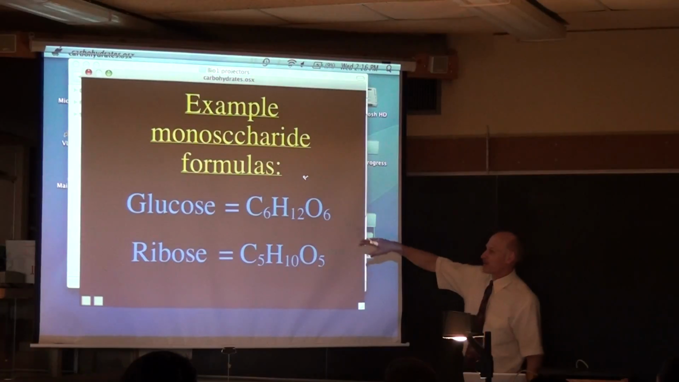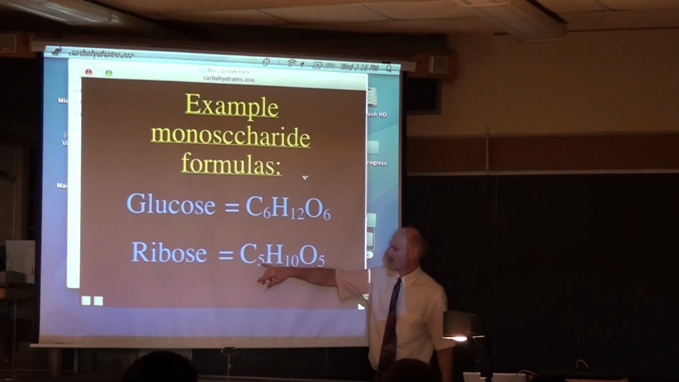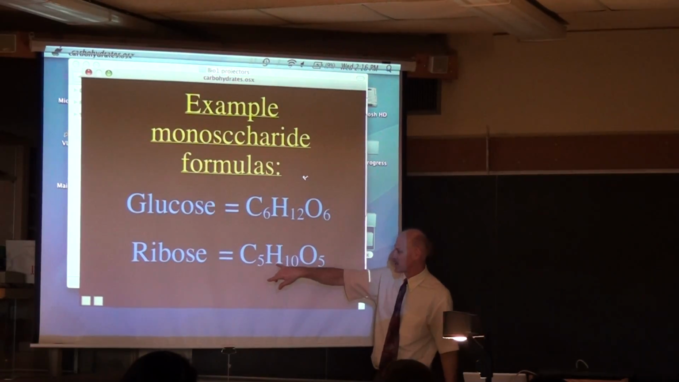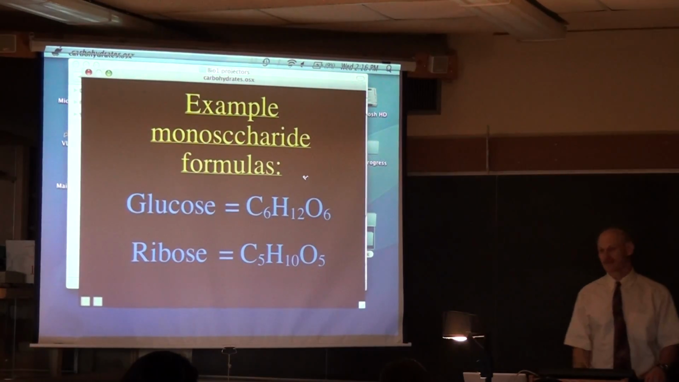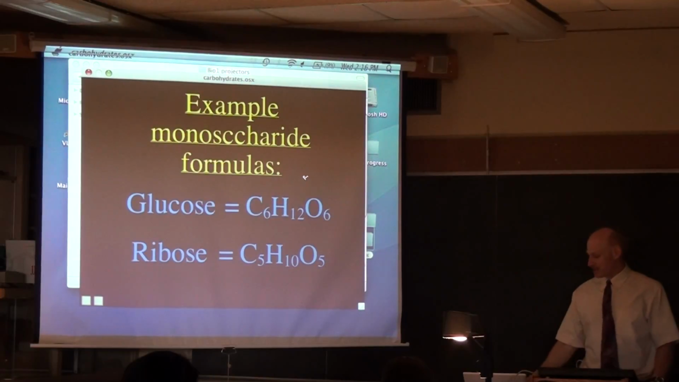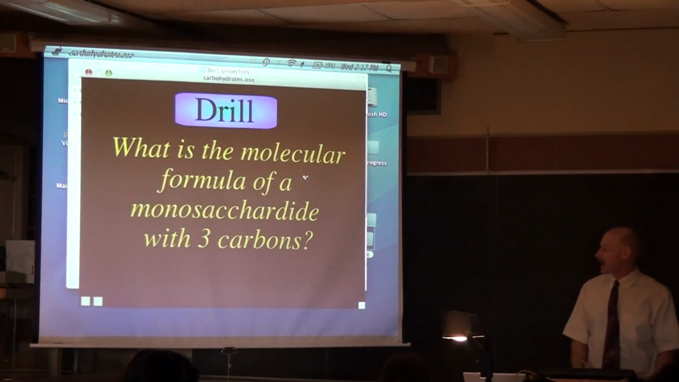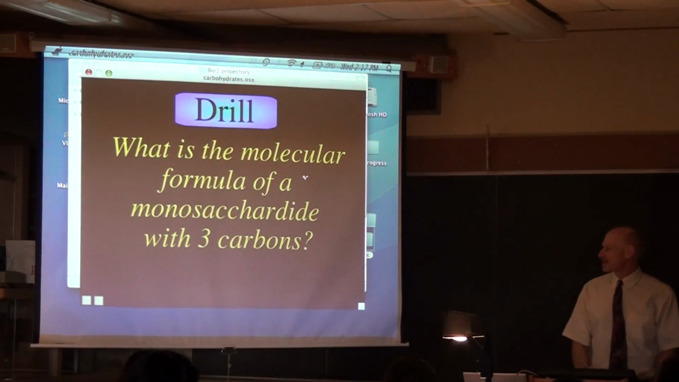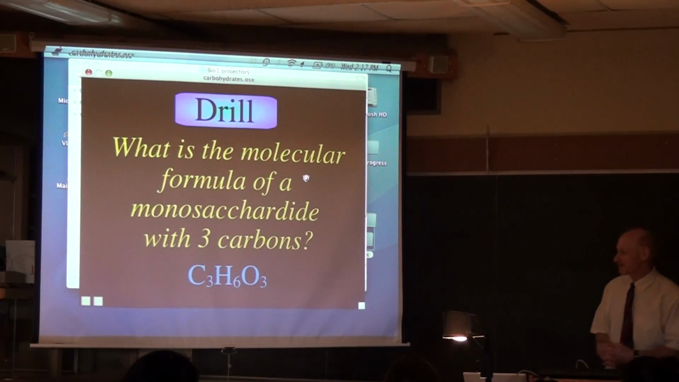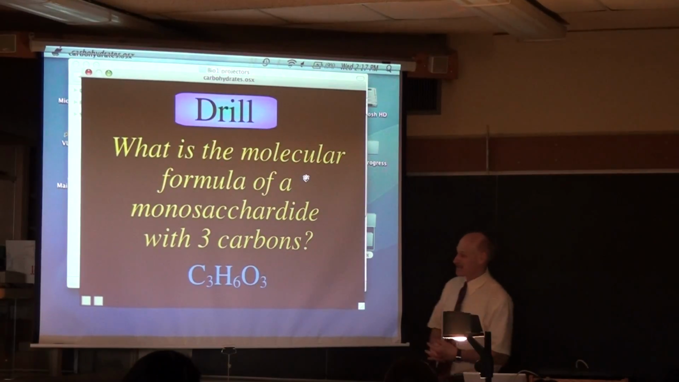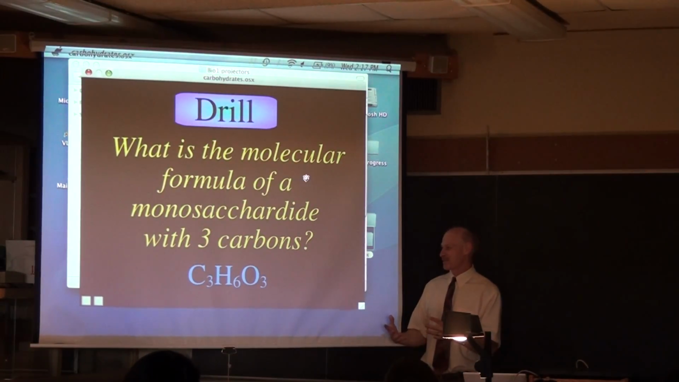Here's another example. We have ribose, a monosaccharide. It has 5 carbons, 10 hydrogens, 5 oxygens, C5H10O5. So here's your question. If I say I just discovered a monosaccharide with 3 carbons, what's its molecular formula? C3H6O3, right? It's got to be. Or if I find one that had 7 carbons, it's got to be C7H14O7.